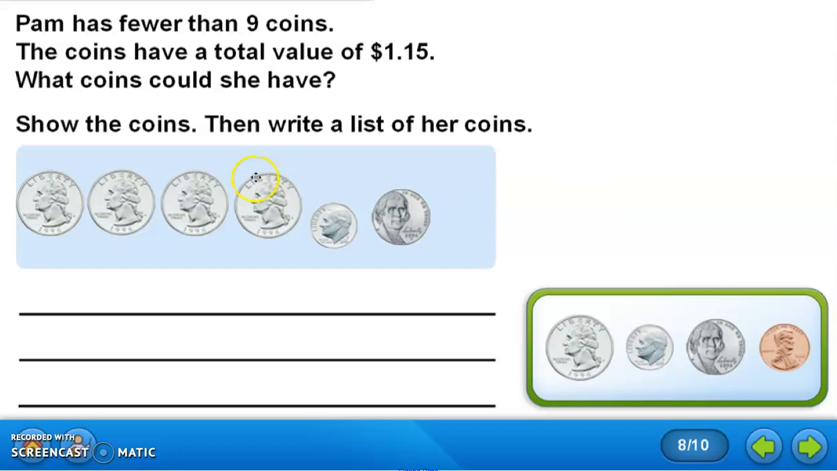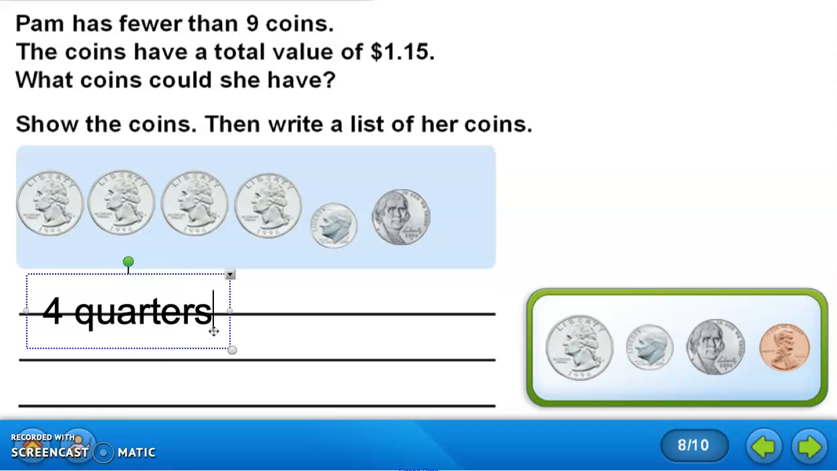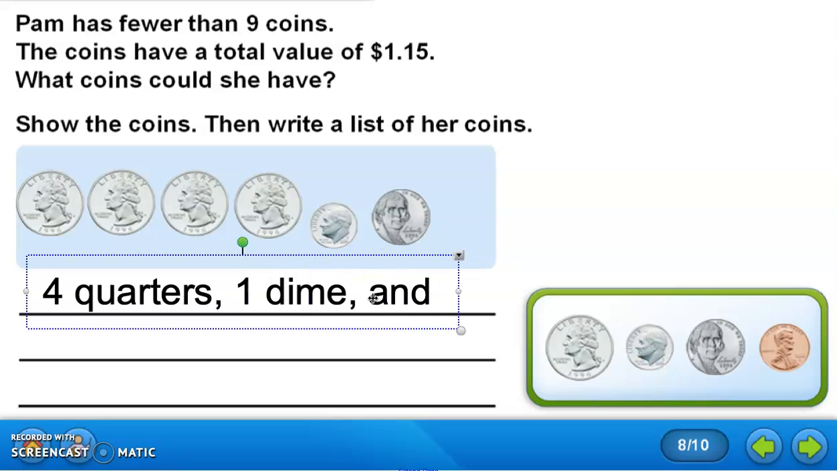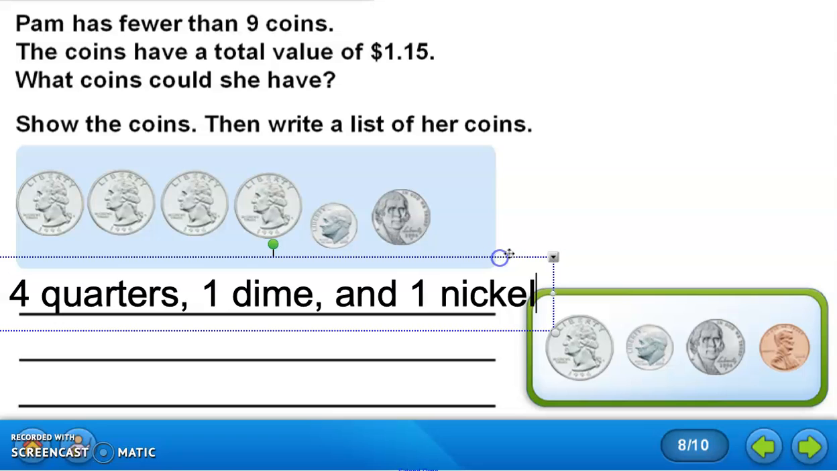So now it says, then write a list of her coins. What she has is 4 quarters, I'll move this up just a little bit so that way you can see it. 4 quarters, 1 dime, and 1 nickel. Okay? And that's that.